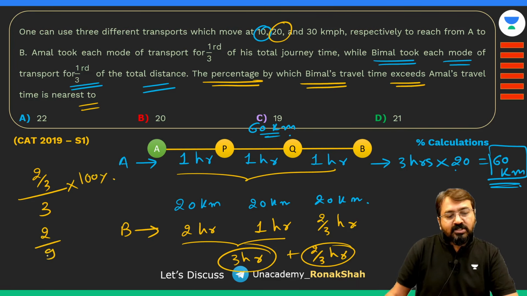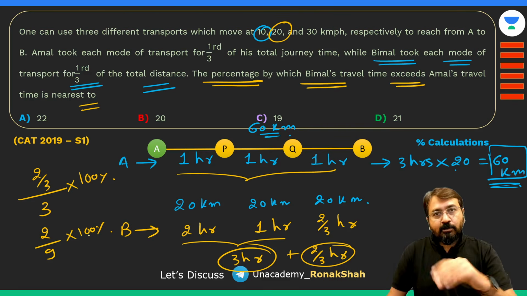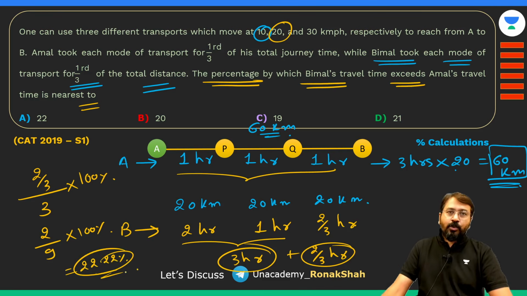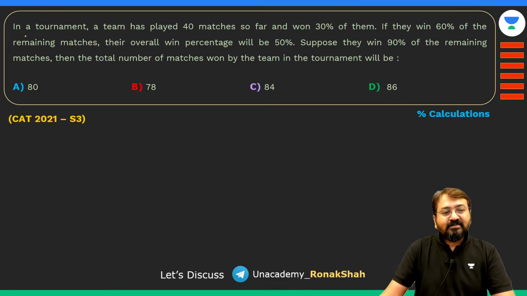Straight away you can make out this is going to be 2 by 9 into 100%, and we know 1 by 9 is 11.11% from that fraction equivalent percentage table. So this should be 22.22%. So this is how you can actually simplify your questions. I really hope all of you have understood this. Okay, let's go ahead and take one more question.